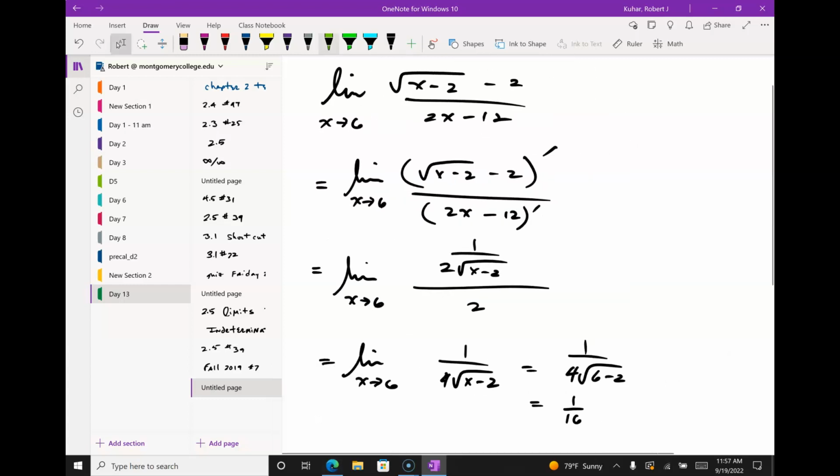Do you get that the derivative of 2x minus 12 is 2? Okay, so the 12 is a constant. You have memorized that the derivative of a constant is 0, and the derivative of y equals mx plus b is m. So what's the slope of the line y equals 2x? 2.